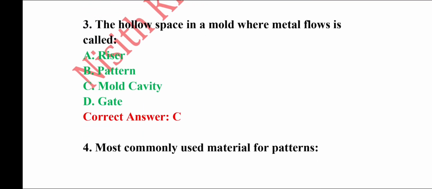The third question is the hollow space in a mold where metal flows is called. The options are riser, pattern, mold cavity, gate. The correct answer is mold cavity, the option C.